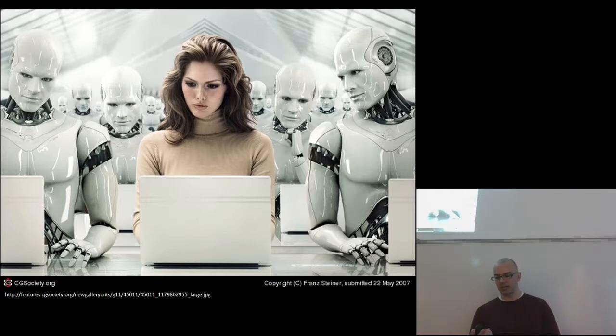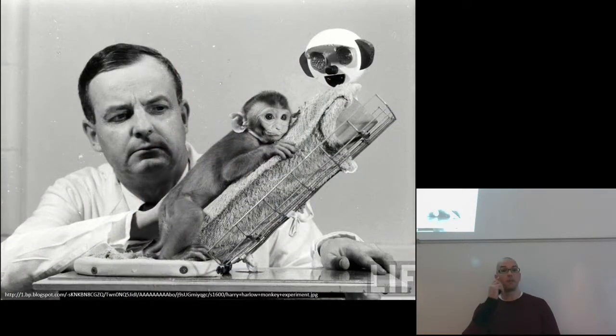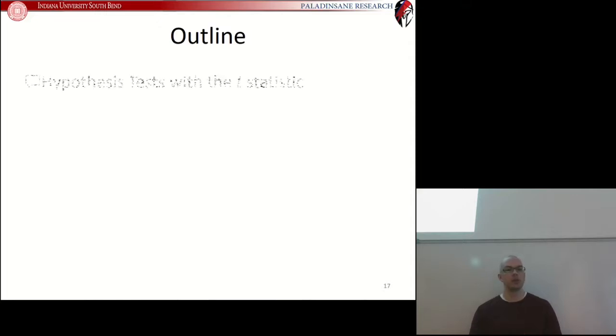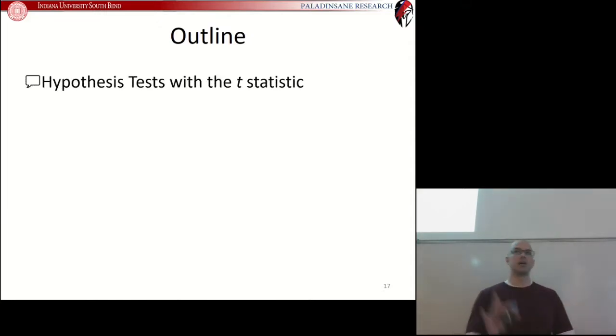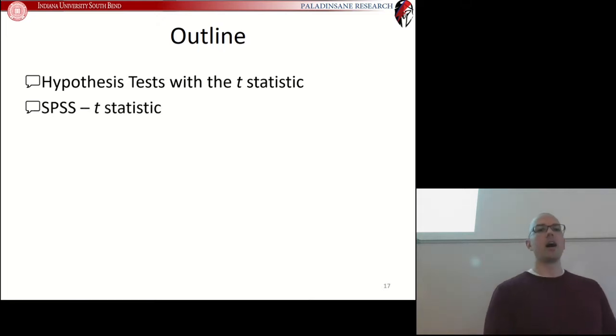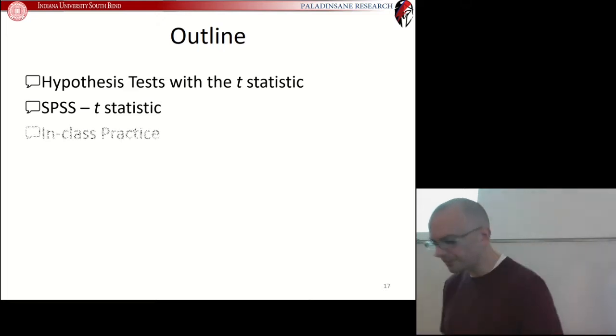So last time when we introduced this, we took a look at Harlow's study on monkeys. Today we're going to revisit that study one more time, but this time we're not going to do the calculations by hand. We're going to do SPSS instead. So we're still doing a hypothesis test with the t-statistic, that idea that we introduced about 2 weeks ago now. But today we're going to start using SPSS to actually do the t-statistic, and then we'll have some time for in-class practice.